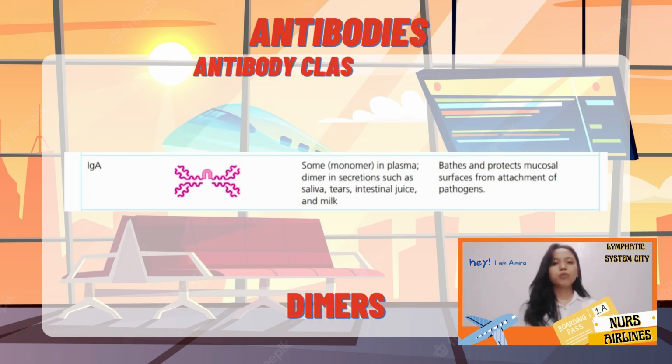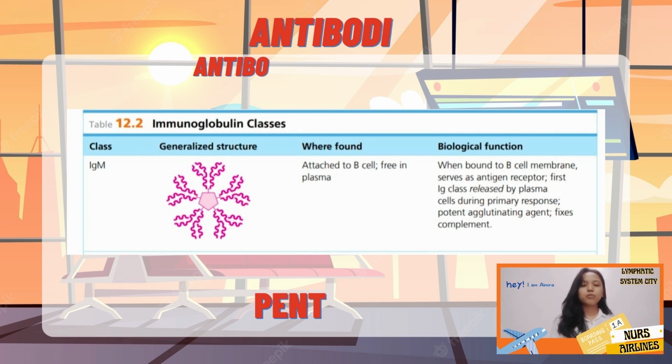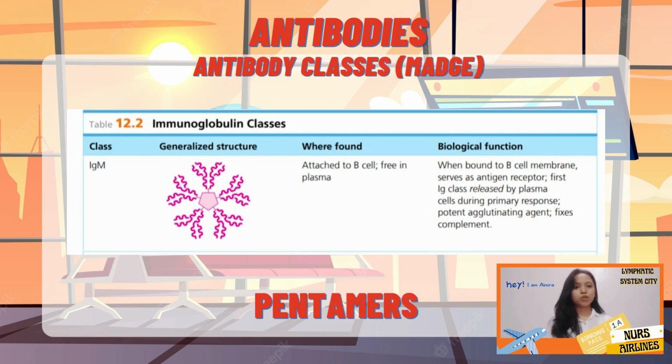Next to monomers is immunoglobulin A, which occurs as both a monomer and a dimer or 2-linked monomers. Its monomers are in plasma, while its dimers are in secretions such as tears, saliva, intestinal juices, and milk. It protects those related mucosal surfaces against pathogens. Lastly, immunoglobulin M, called a pentamer due to its 5-linked monomer structure, is found attached to B cells or free in plasma. It also fixes complements and serves as an antigen receptor and agglutinating agent.